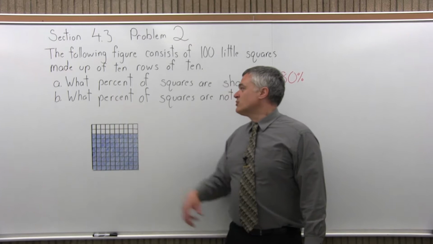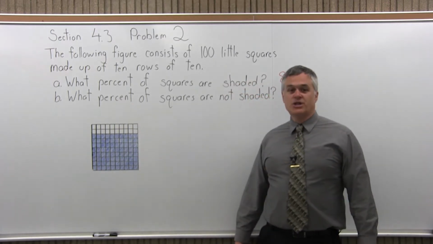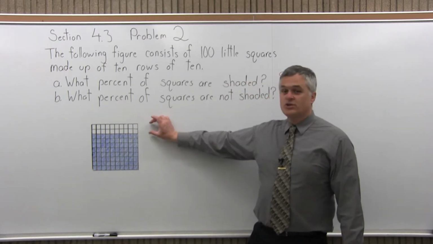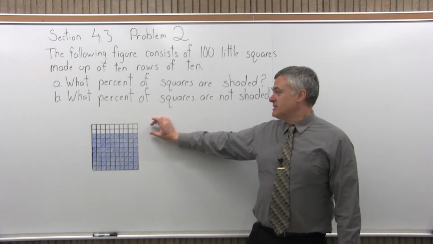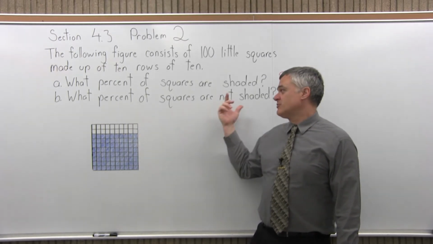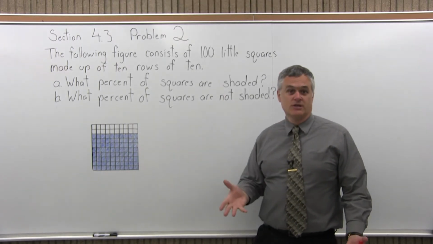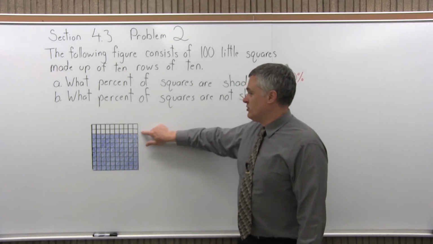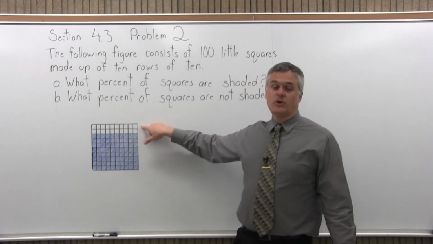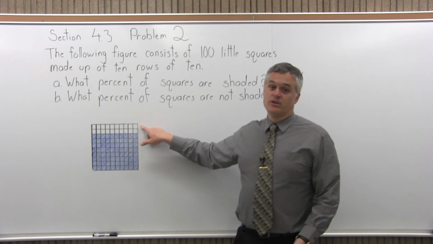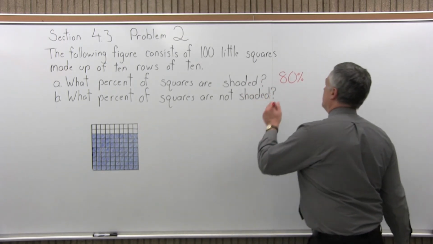And then Part B says what percent of squares are not shaded? Well, the top portion are not shaded. You can count them up and see how many you have, or you can subtract from the total of 100. Either way, you should get the same answer. You get 20. But you have two rows of 10, so 10, 20. There's 20 squares out of 100 that are not shaded, so that would be 20%.